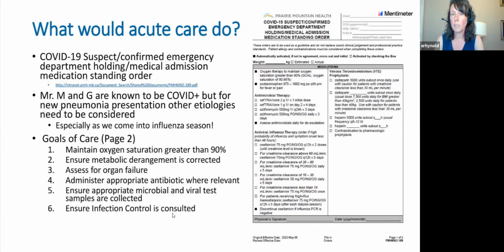So there is a need to think about empiric antibiotics for Mr. M and Mr. G. The likelihood, given that they're COVID positive, for their presentation to be COVID is so high that perhaps there isn't a rationale for empiric antibiotics. In acute care, they will be using IV. In the personal care home, we would not.